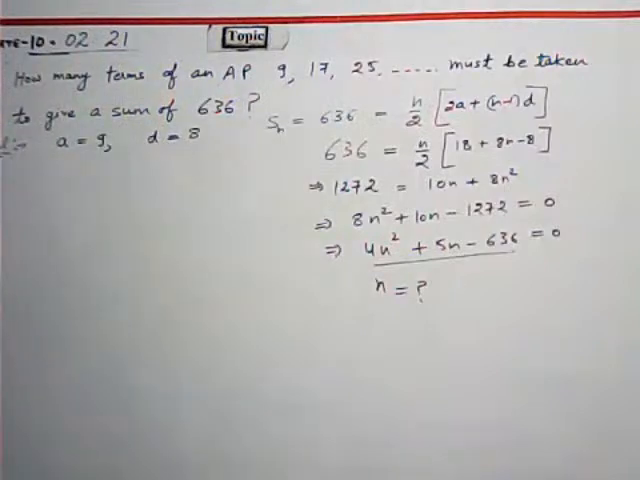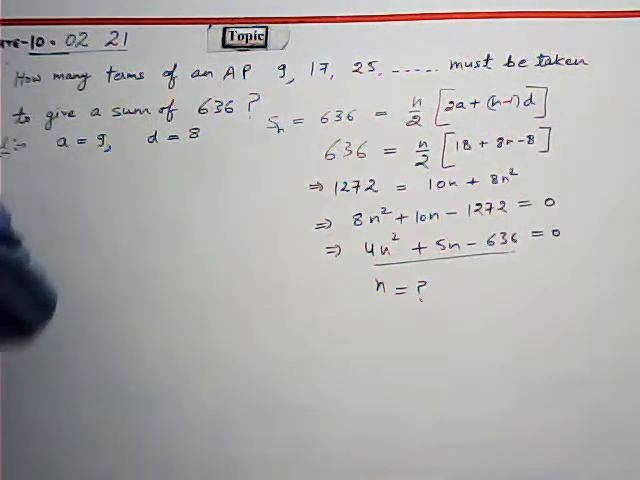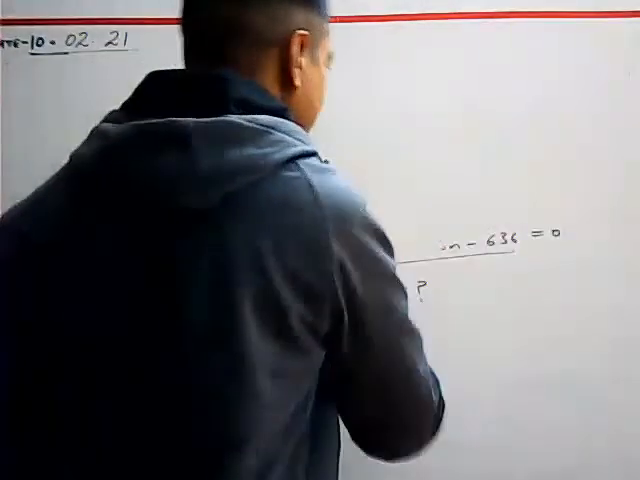Next one. Next question is about a boat goes. This is based on your linear equation in two variables.